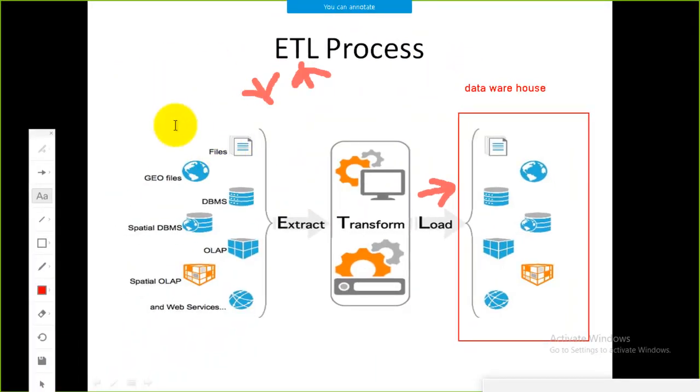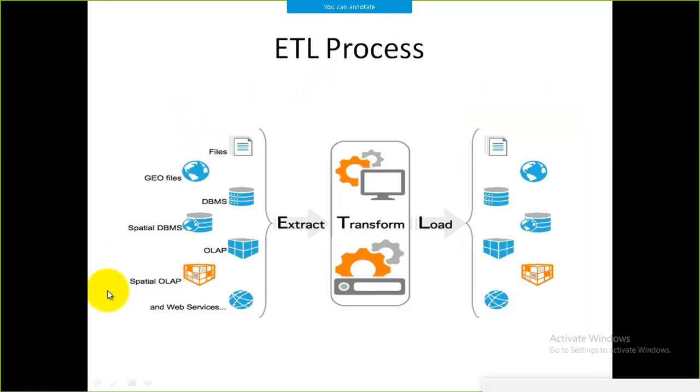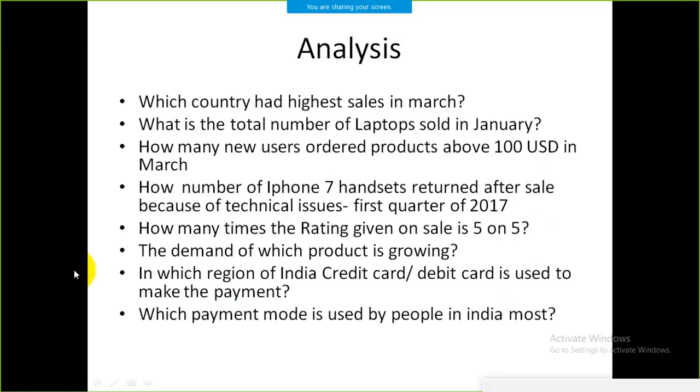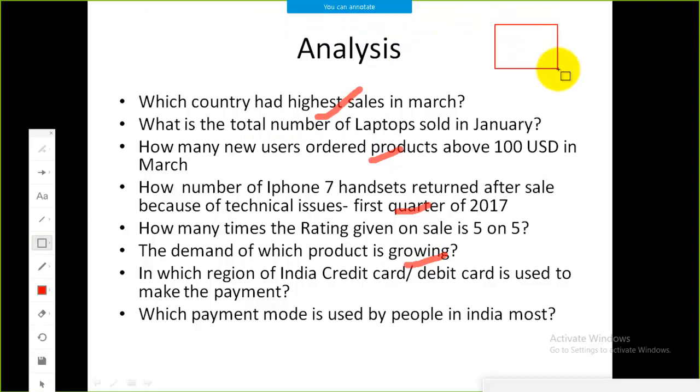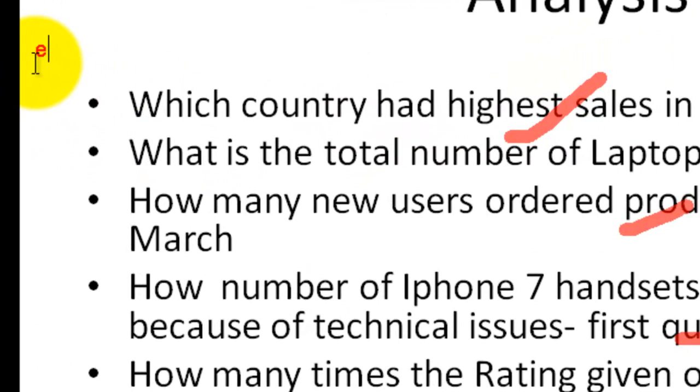This is the process. And one more very important thing: all these questions are being asked for analysis purposes. So all these questions can be answered by collecting the data in the target database, that is the data warehouse. Now the thing is, how is one going to do analysis on that collected data? For example, the question, which country had the highest sales in March, can also be answered. Let's say if I write, England is having the highest sale.